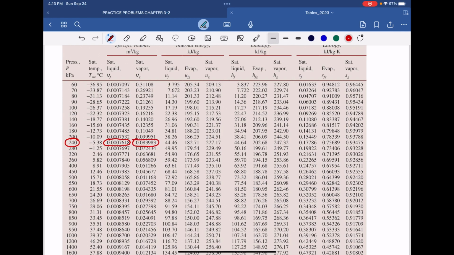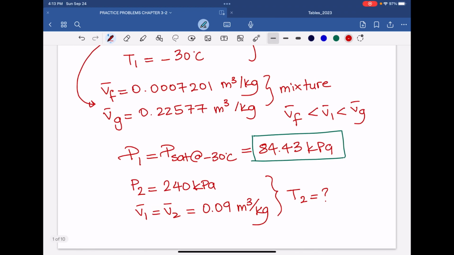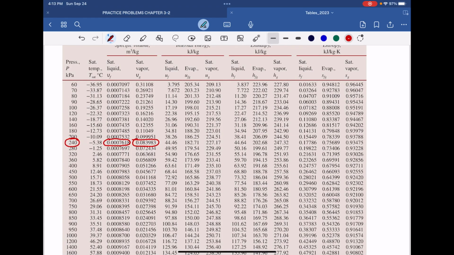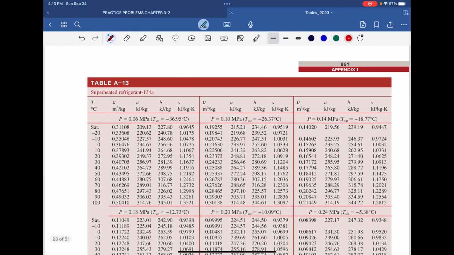Our volume was 0.09, right? That looks like 0.09 is bigger than Vg, the saturated vapor specific volume. So since your specific volume is bigger than Vg, that means you have superheated vapor. Now you need to look at the right tables. We need to look at the superheated tables, which is table A13.